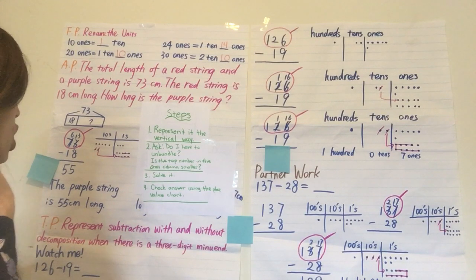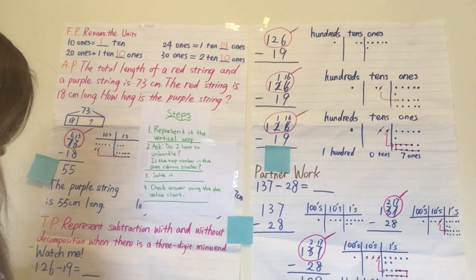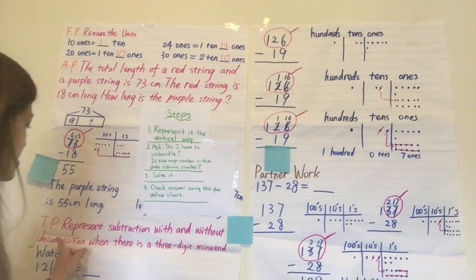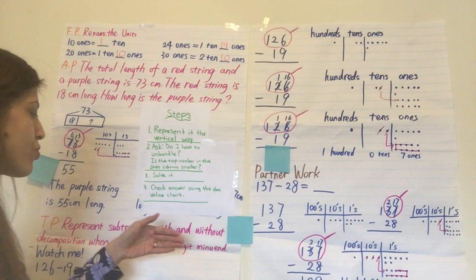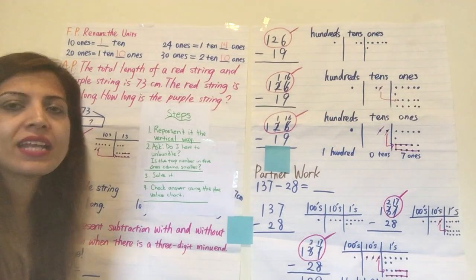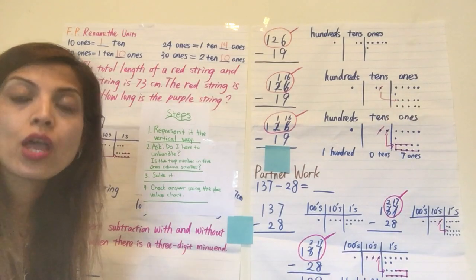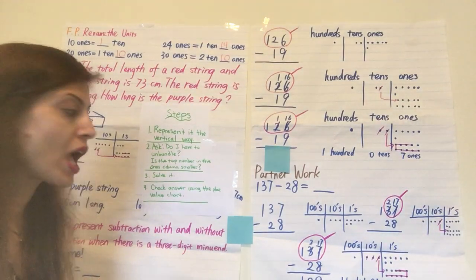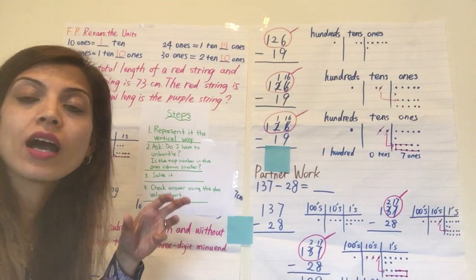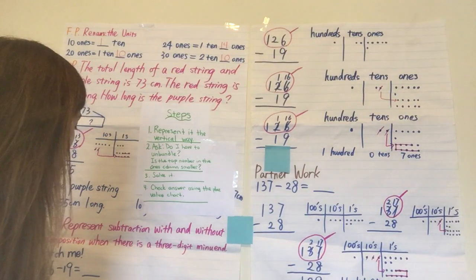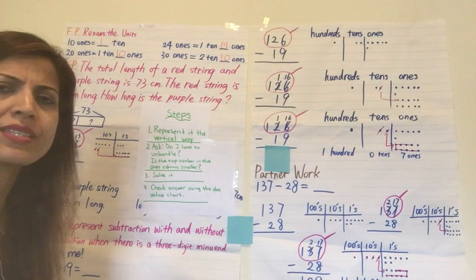So now we're going to focus on our lesson, which is, our teaching point is, represent subtraction with and without decomposition when there is a 3-digit minuend. I'll say that again. Represent subtraction with and without decomposition when there is a 3-digit minuend. Okay, what does that even mean? Basically, we are going to continue subtracting, right, with unbundling and bundling when there is unbundling, and sometimes there's no need for unbundling, and we're basically going to use a 3-digit minuend. What is a 3-digit minuend?